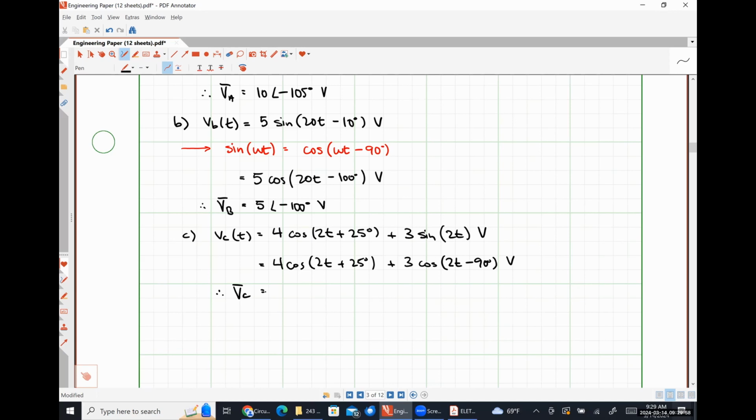All right. So what I'm going to do here is convert both parts of this into phasors and then add those phasors together to express it as a single phasor, right? So what's the 4 cosine 2t plus 25 degrees bit going to look like as a phasor? 4 angle positive 25. What's the 3 cosine 2t minus 90 degrees bit going to look like as a phasor? 3 angle negative 90 degrees. Absolutely right.